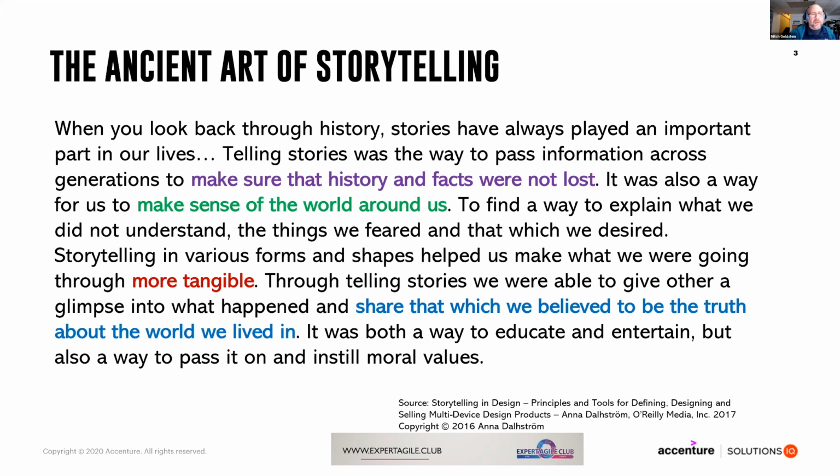But when we look back through history, stories have always played an important part in our lives. Telling stories was the way to pass information across generations to make sure that history and facts were not lost. It was also a way for us to make sense of the world around us, to find a way to explain what we did not understand, the things we feared and that which we desired.